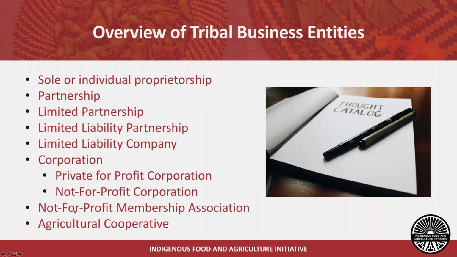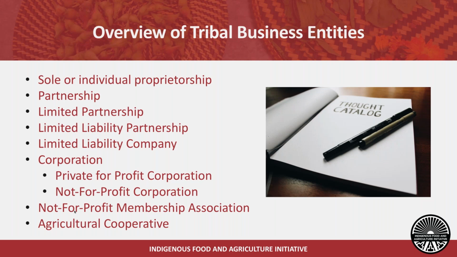This is the list of tribal business entity structures that we will cover today. We'll go through the sole or individual proprietorship. We'll go into a partnership, which is sometimes called a general partnership, going through a limited partnership, limited liability partnership, a limited liability company, and we'll provide a general overview of corporations. And with that, there's two that I'm going to focus on: the private for-profit corporations and the not-for-profit corporations. And beyond that, we'll discuss the not-for-profit membership association.